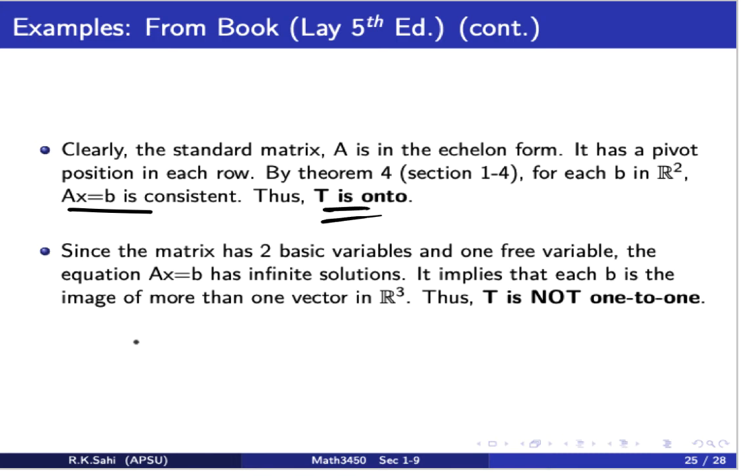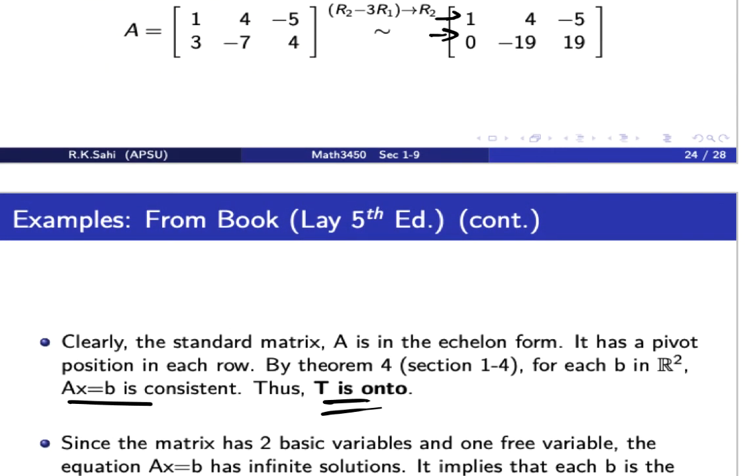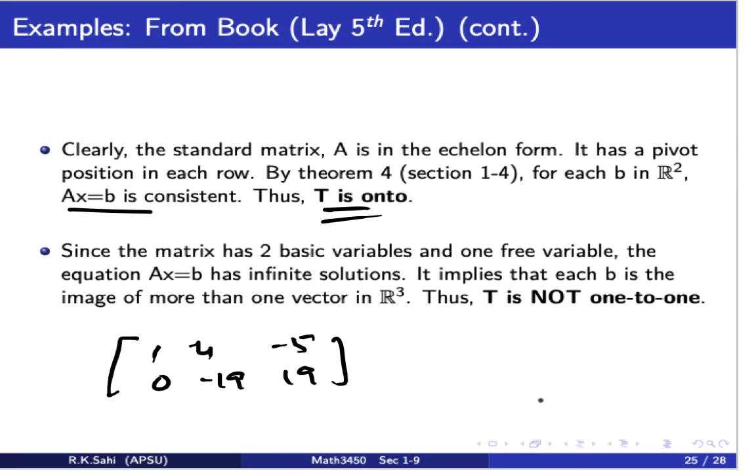Now, in this matrix A, we had 1 and 0, and what was it? We have to figure out if it is one-to-one and onto or not. 4, negative 19, negative 5, and 19. Okay, so look at this matrix, the standard matrix. It has two basic variables. As it has two basic variables, that means there's a presence of free variables, as well as it is consistent. That means there are going to be infinite solutions. If it has infinite solutions, what does it imply? That every b in Rm is the image of more than one vector in R3. That means it is not one-to-one.